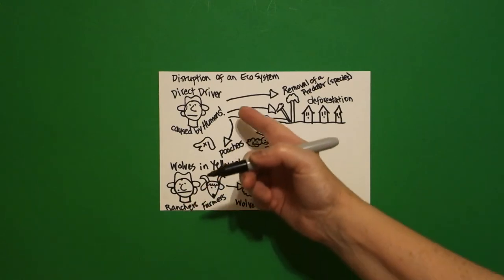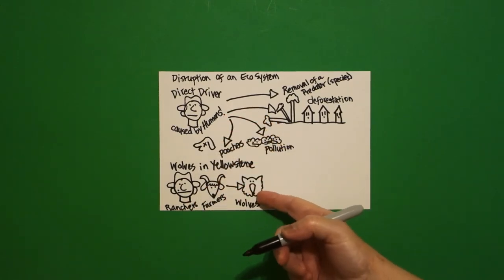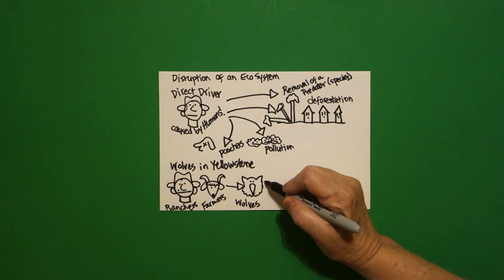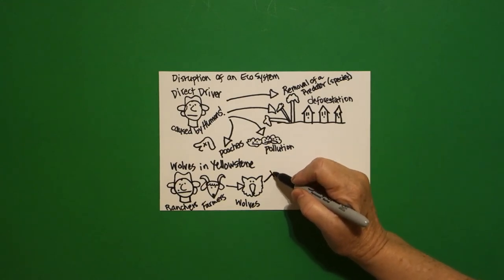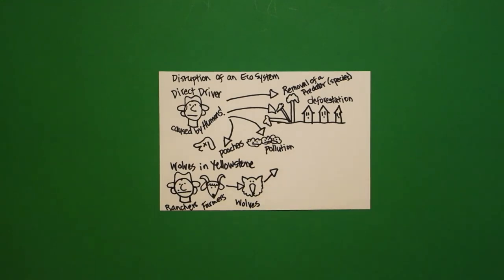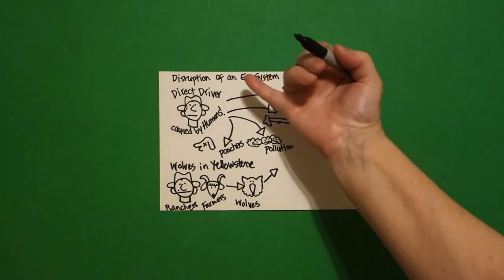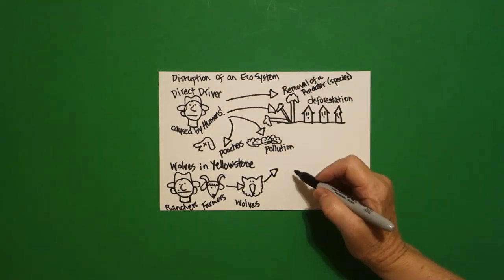The farmers, as the direct driver, said, okay, get rid of the wolves, which they did. They trapped them, they killed them, they moved them, straight line with a triangle. So what happened to the ecosystem in Yellowstone?